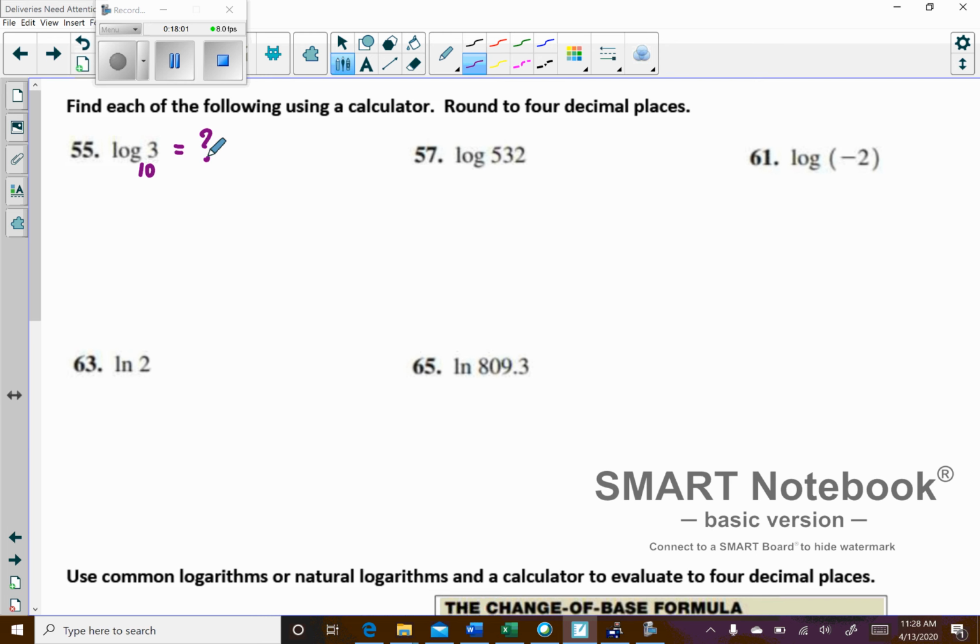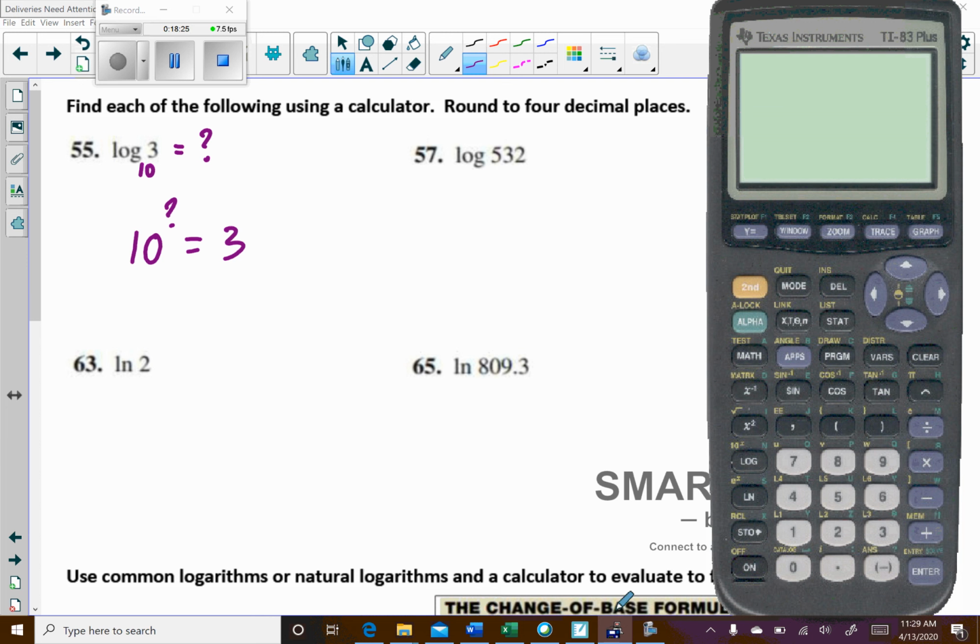I don't know. I kind of have an idea, but let's write this in exponential form so I could grasp it a little bit better. So we're asking 10 to what power would equal 3? Well, 10 to the power of 1 equals 10. So how's this going to turn into a 3? Okay. Well, fortunately, we have our calculator, so we're going to go ahead and just plug this in here so we can see what this looks like.